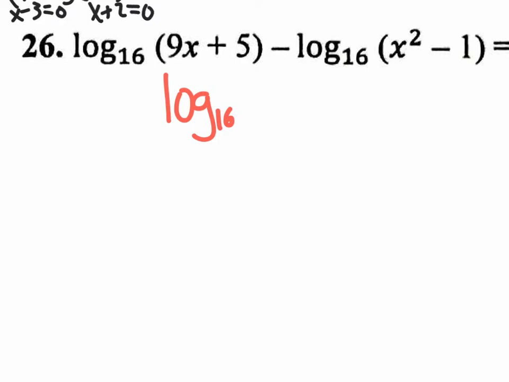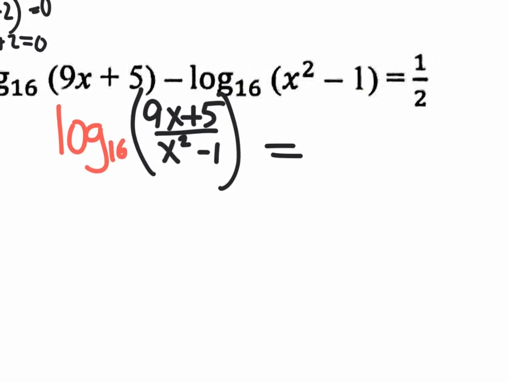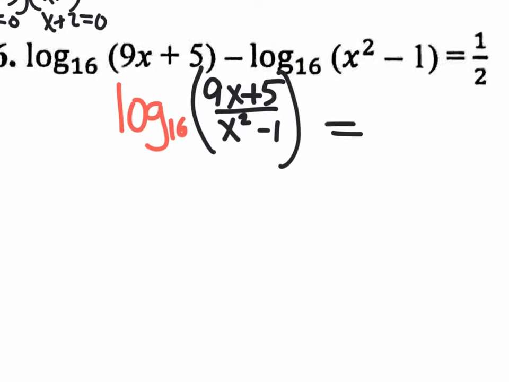And then I'm going to take this value and put it over this value. Remember the quotient property. Quotient means divide, which is a fraction. So it's going to be this one over this one, or this one divided by this one, however you want to think of it. Anyways, let me write that as the fraction of log base 16. So we have that so far, log base 16 of that fraction, 9x plus 5 over x squared minus 1. And then we're going to bring down the equal sign, there's nothing else to do on the left side. On the right side, we have a 1/2. So let's bring down that 1/2.